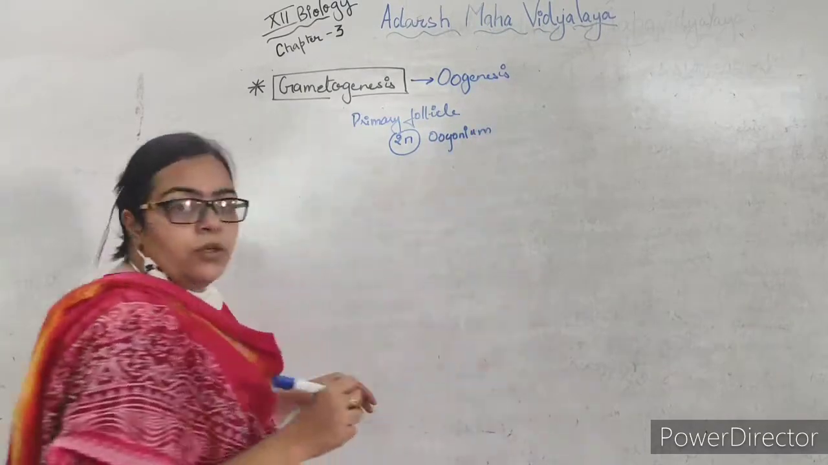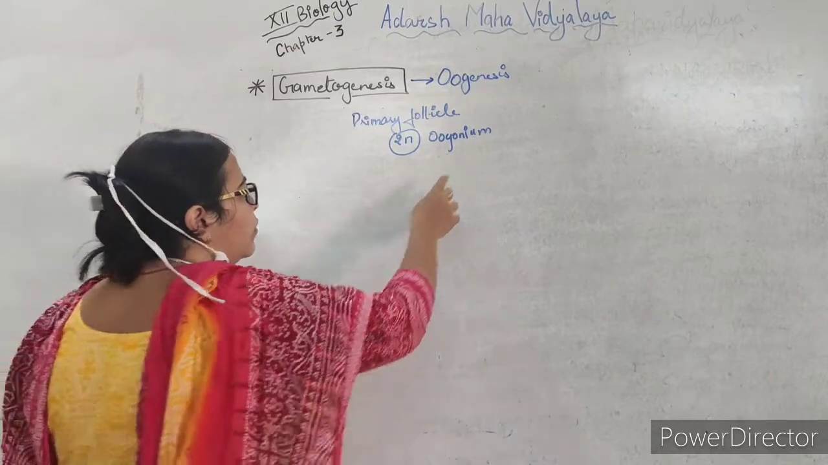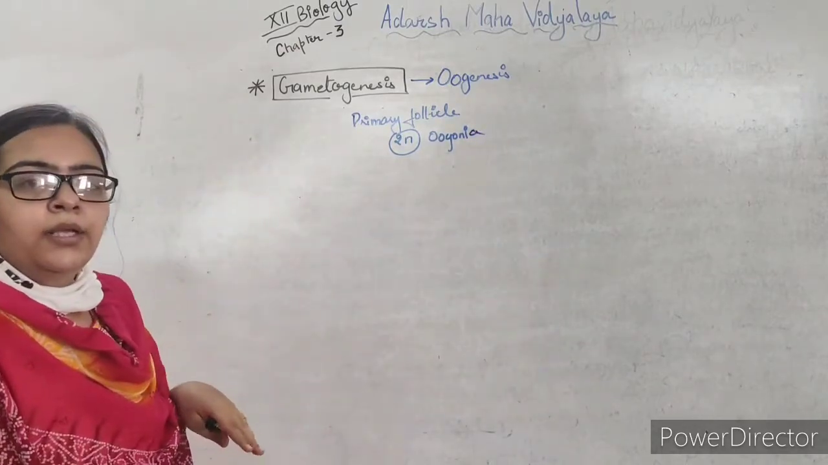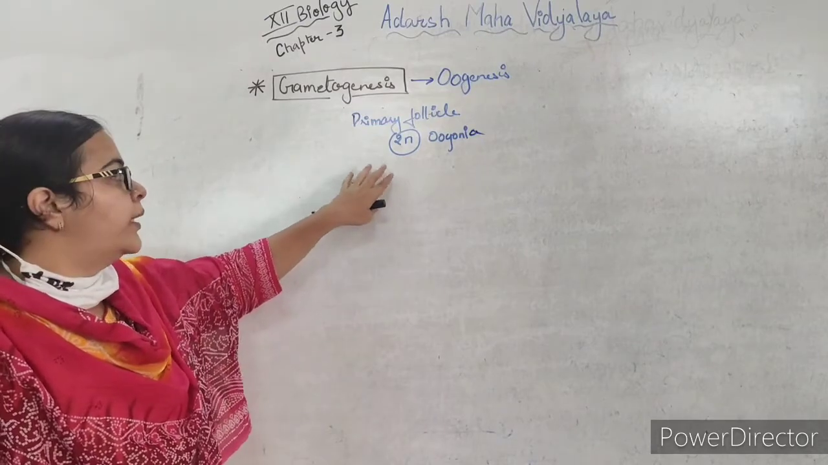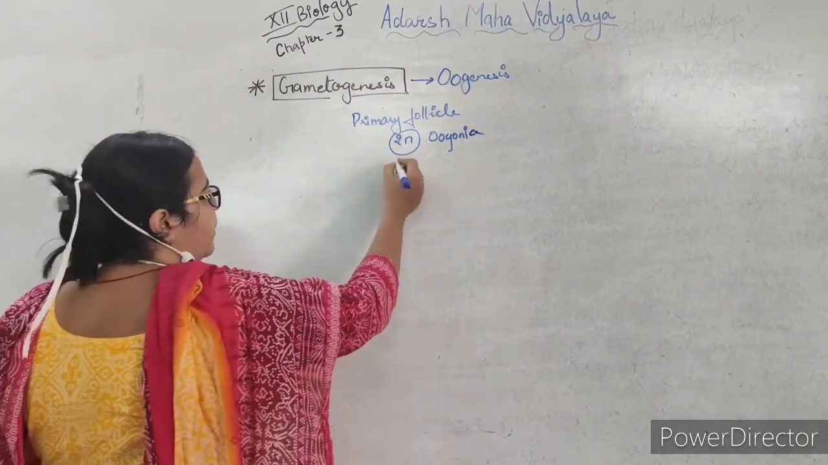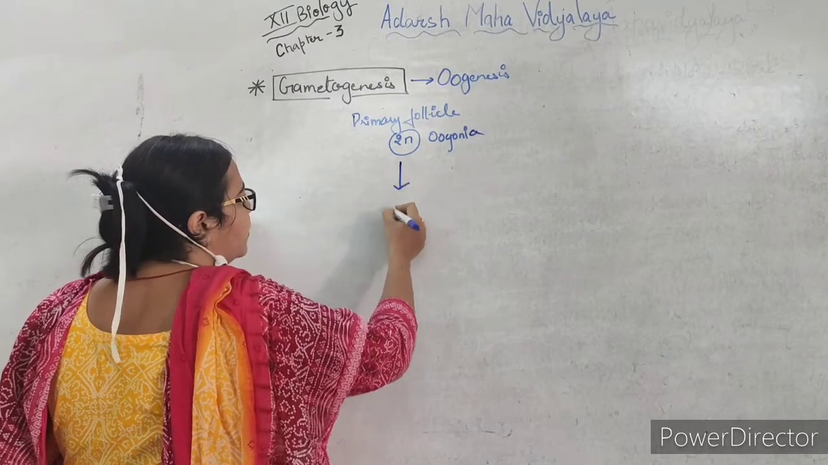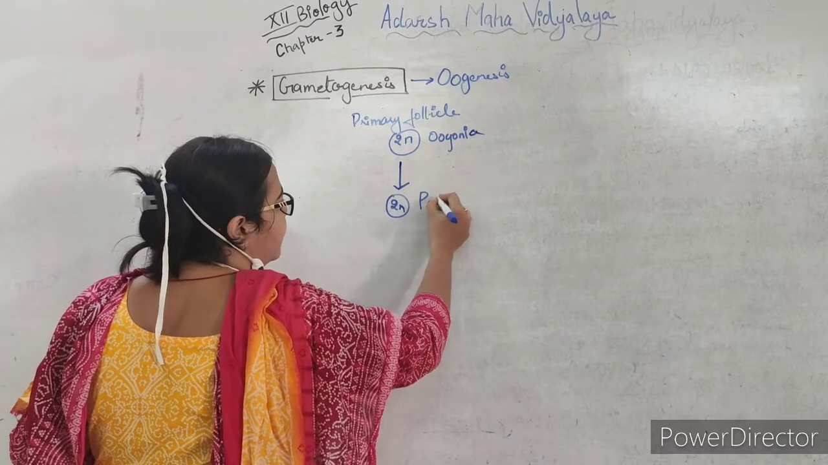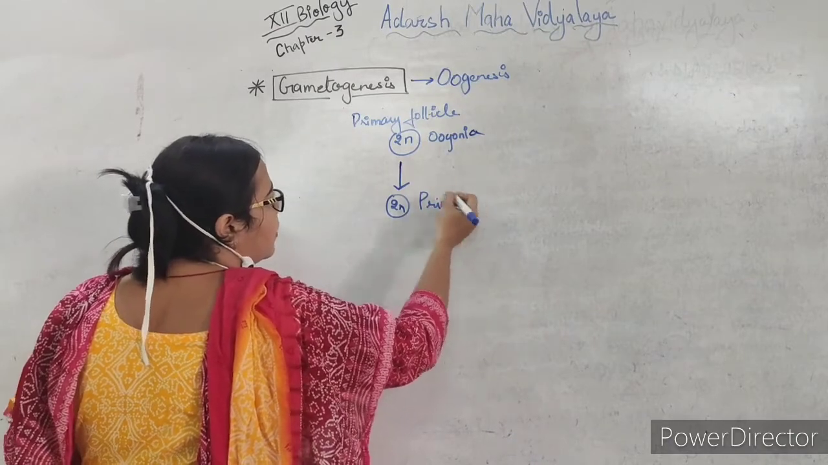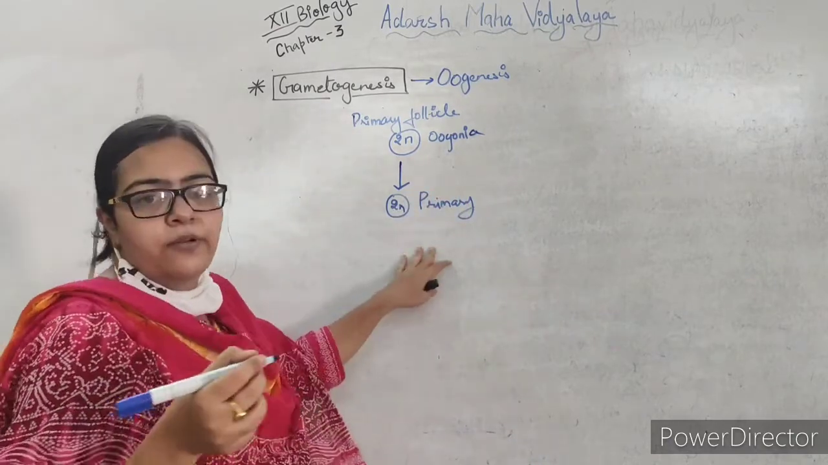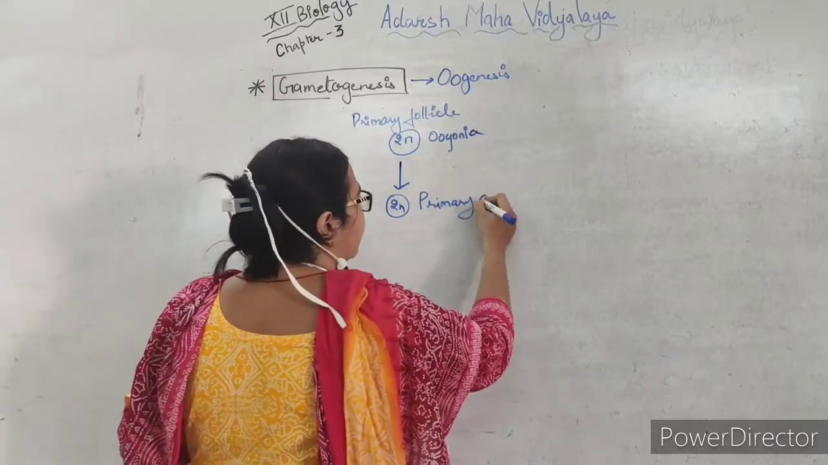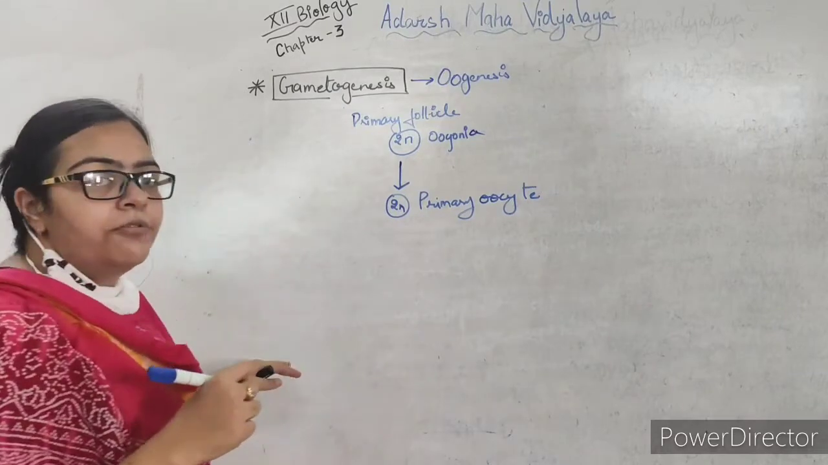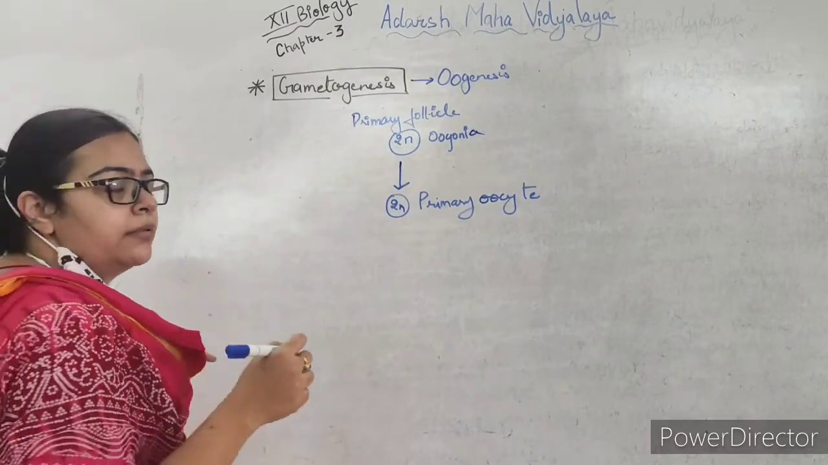Oogonium, this is what is called oogonia. That is for singular and plural. Now this oogonia will undergo the multiplication phase and it will form primary... here we are talking about oogenesis, so it will be the primary oocyte. It will undergo formation of many primary oocytes.